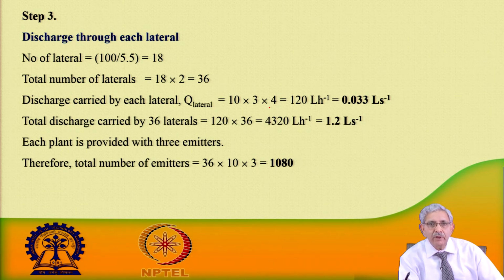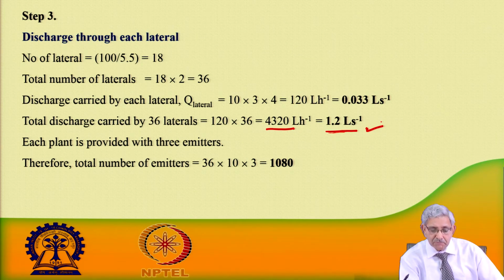Now, we will also find the total discharge of the 36 laterals. The total discharge carried by the 36 laterals is 120 into 36, which comes to 4320 liters per hour, equivalent to 1.22 liters per second. This way, one can get the discharge of the 36 laterals.